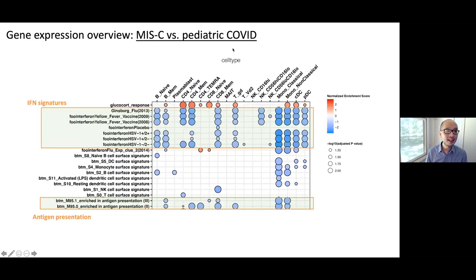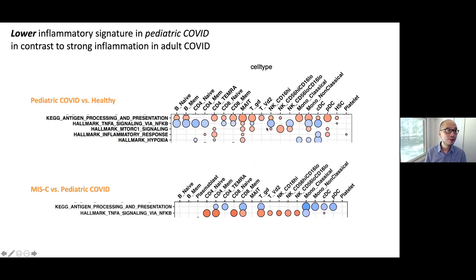When we compare the MIS-C and pediatric COVID, what we notice is that the MIS-Cs, relatively speaking, have lower interferon signatures compared to the pediatric acute COVID cases. They also have lower antigen presentation signatures. And by the way, this may also be because some of these folks are taking steroids in MIS-C, so some of these pathways are suppressed because of the medication. So yeah, I already mentioned this point.